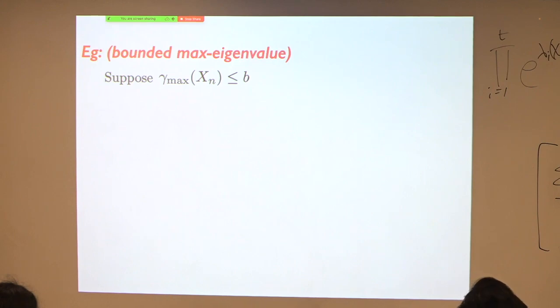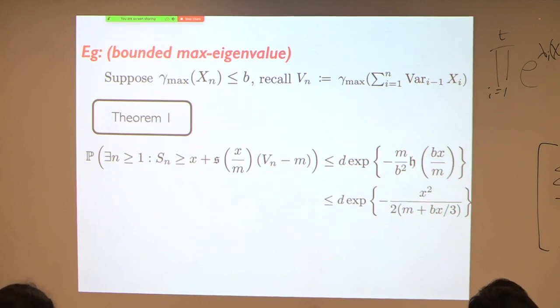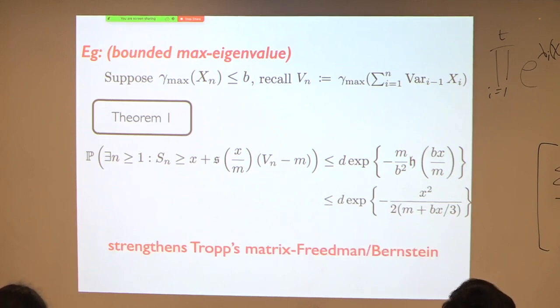Let's look at a matrix version of this. Suppose you have a bounded maximum eigenvalue, and this Vn is the maximum eigenvalue of the sum of the variance, the covariance operator. Then this type of bound is what we get out of our theorem. This strengthens Tropp's matrix Freedman or matrix Bernstein inequality in the same way that I just showed you. So it's for free. You don't lose anything. The exponent is exactly the same. You don't lose constants. Nothing. Every Chernoff bound is strengthened to a time uniform Chernoff bound.